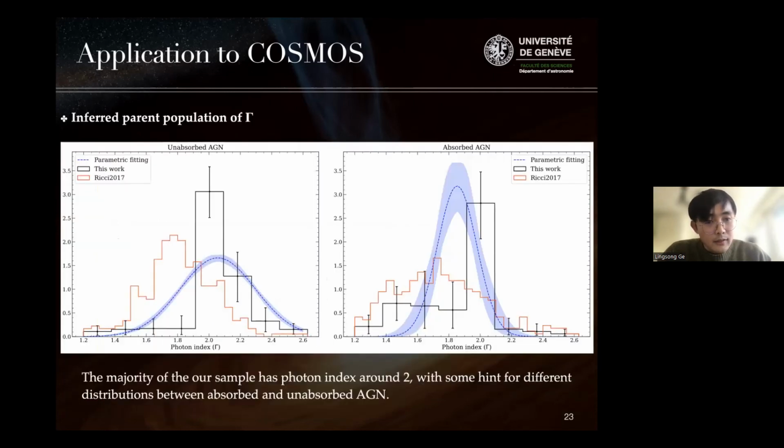And this is a result for gamma, and we did it for unabsorbed AGN and also absorbed AGN, which you can see is not that Gaussian-like, and most of the sources would have photon index around 2. And there is some hint for different distributions between absorbed and unabsorbed AGN. So for unabsorbed AGN, it's more likely to have photon index above 2, while for absorbed AGN, it's more likely to be harder, so below 2.